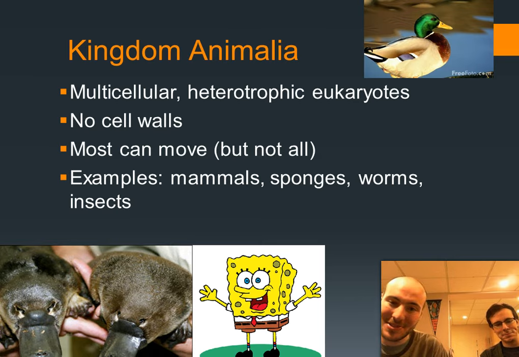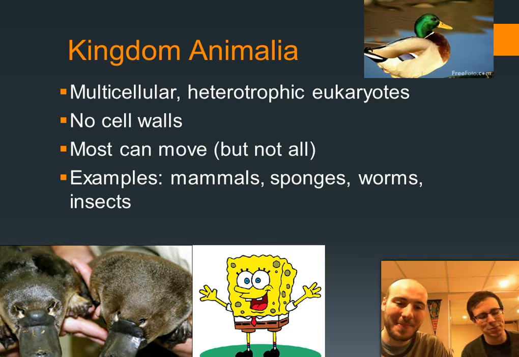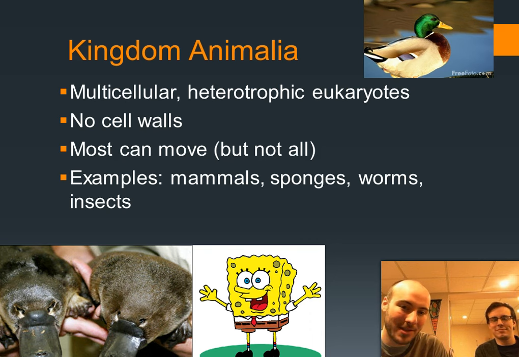So our final kingdom is Kingdom Animalia, which we are a part of, because we are animals. They are multicellular. They are heterotrophic, meaning that animals eat things. Eukaryotes. Like bacon. Delicious, unless you're vegetarian. There are a lot of vegetarian animals out there. No animals have cell walls. Most can move. Not all of them move.